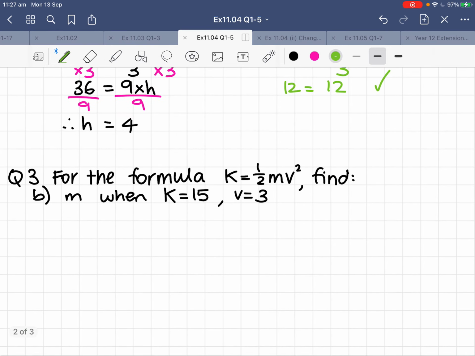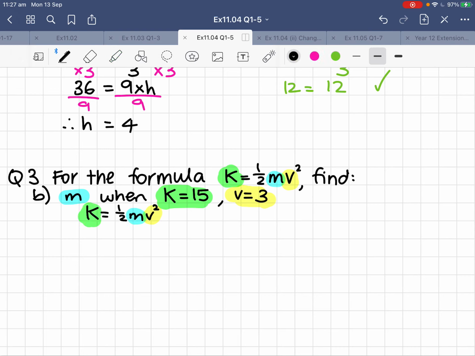For question 3, we have the formula K equals a half mv squared. We want to find m when K equals 15 and V equals 3. So again, I'm going to highlight my values of what I have been given, and it doesn't matter which color we're highlighting. And then I'm going to write out my equation again. So I'm given K equals a half mv squared, and again highlight just so I definitely know where my values are going.